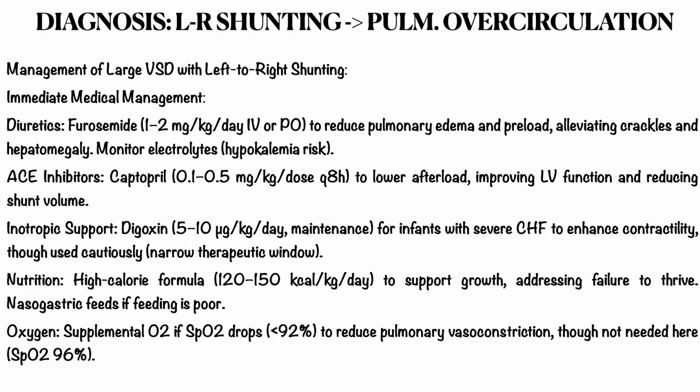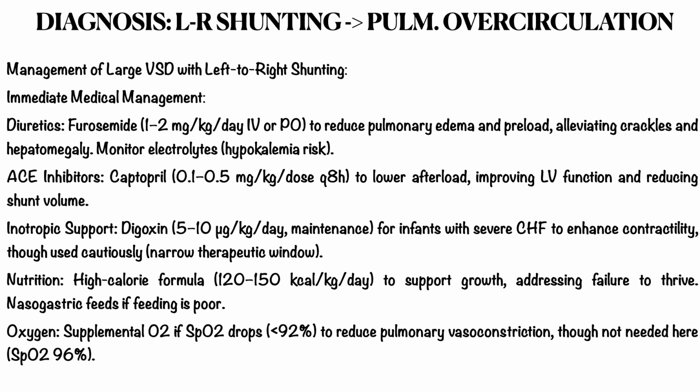So the management of large VSD with left to right shunting, the immediate medical management should be diuretics, to reduce the congestion and volume overload. Furosemide is used to reduce pulmonary edema and preload, alleviating crackles and hepatomegaly. Monitor electrolytes. Hypokalemia is a risk with diuretics, so potassium sparing diuretics can also be used if hypokalemia develops. ACE inhibitors, captopril 0.1 to 0.5 mg per kg per dose, every 8 hours, to lower afterload, improving LV function and reducing shunt volume. And inotropic support is also given.